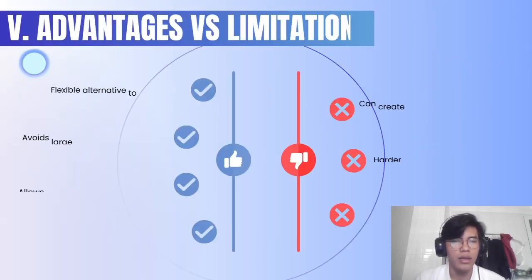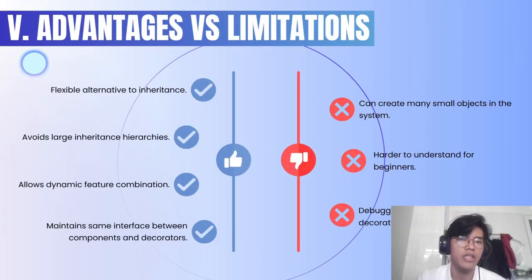Okay. And next, I will talk about the advantages and the limitations of the decorator pattern. Okay, so one advantage is that it provides a flexible alternative to inheritance. The coder can extend the functionality without modifying the existing classes, and the pattern also avoids large inheritance hierarchies, which keeps the design simpler.